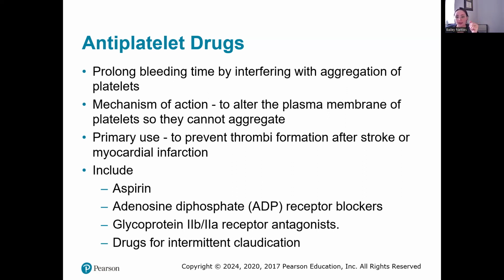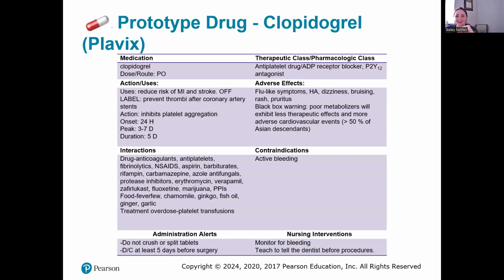This includes aspirin, ADP, glycoprotein 2B and 3A receptor antagonists, and drugs for intermittent claudication. I'm sorry. So clopidogrel, that's the most common one. Okay, it's a very, very popular antiplatelet. It reduces the risk of heart attack and stroke. It's also used to prevent clots after having a coronary artery stent or a carotid stent.